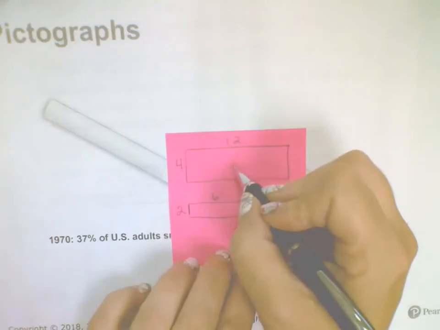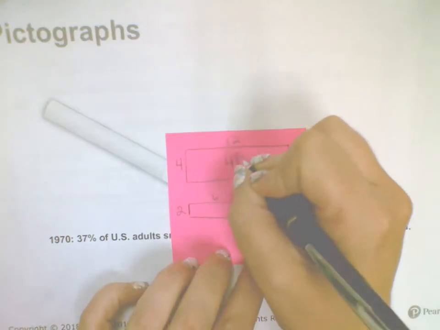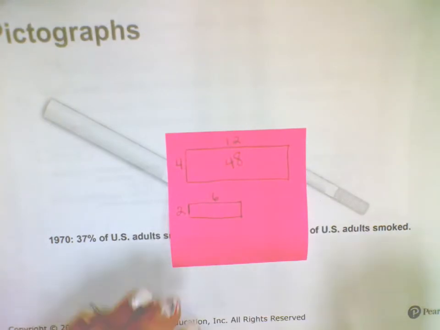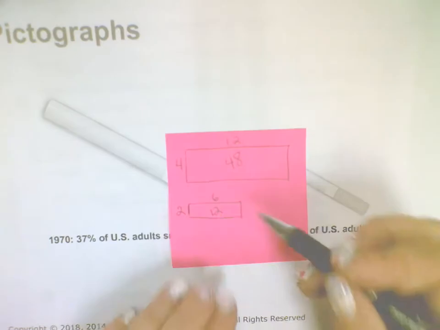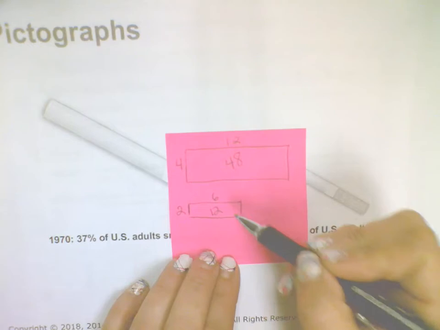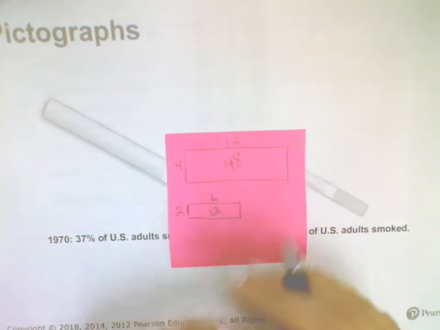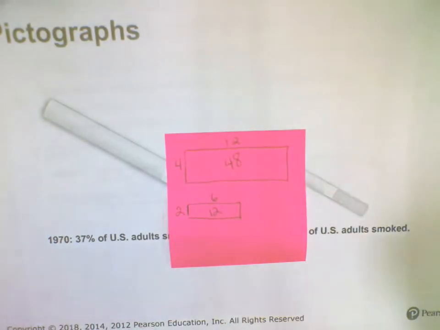The area of this rectangle is 48 square units. The area of this rectangle is 12 square units. So the problem with using something that is two-dimensional to represent a statistic, a data set that's one-dimensional, is that the picture actually looks, in this case, 4 times as big, when really the statistic is only twice as big.